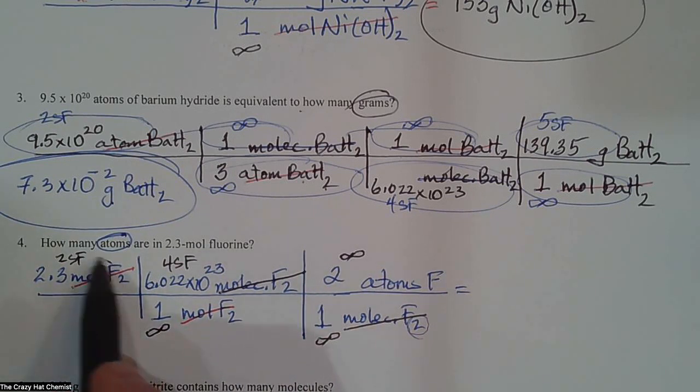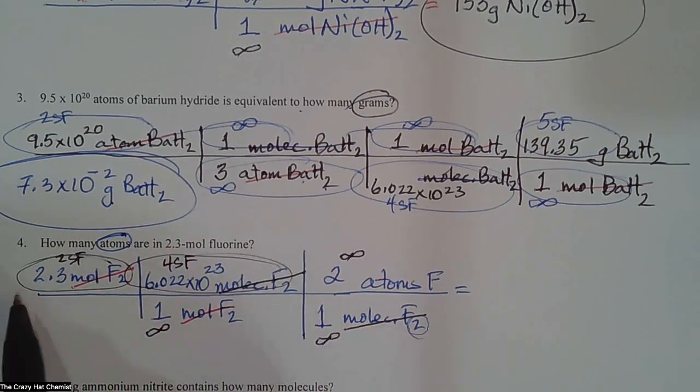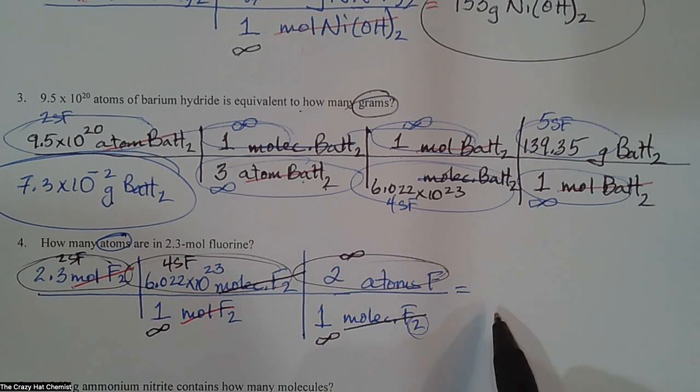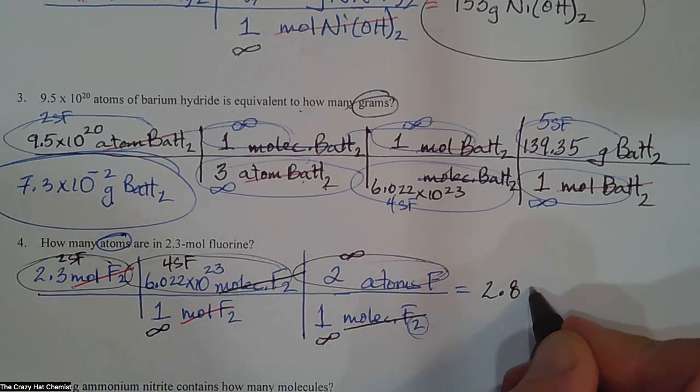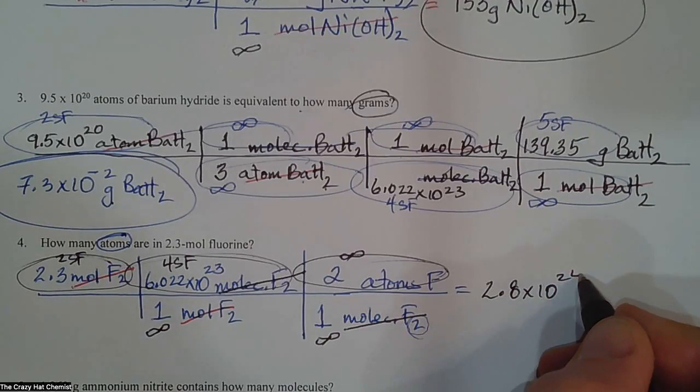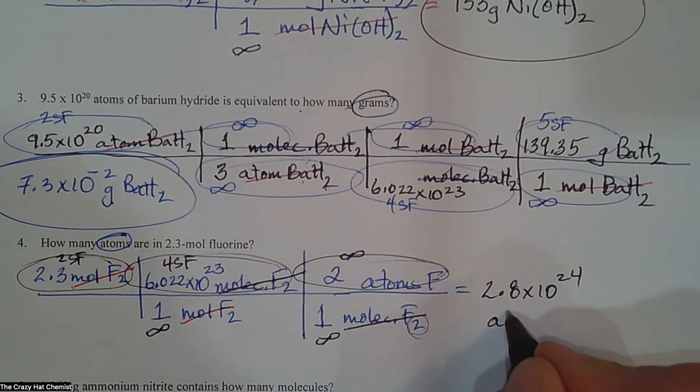So I'm going to take 2.3 times Avogadro's number times 2 divided by 1. So that will be 2.8 times 10 to the 24 atoms of fluorine.